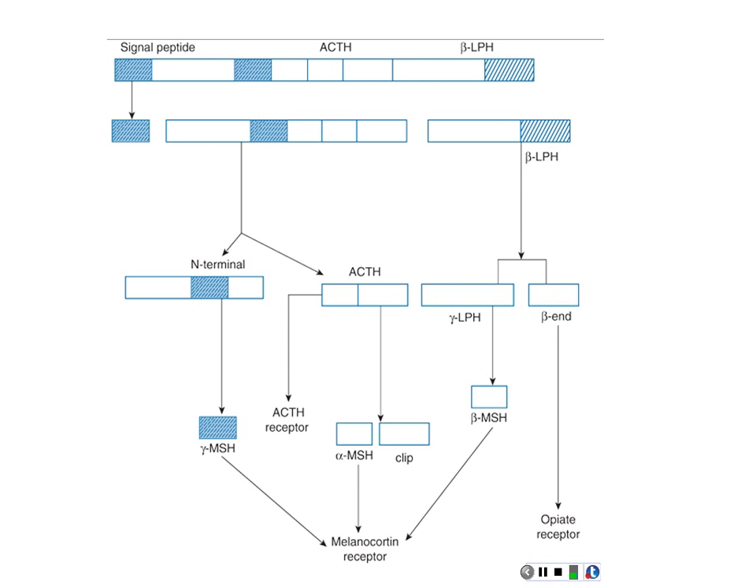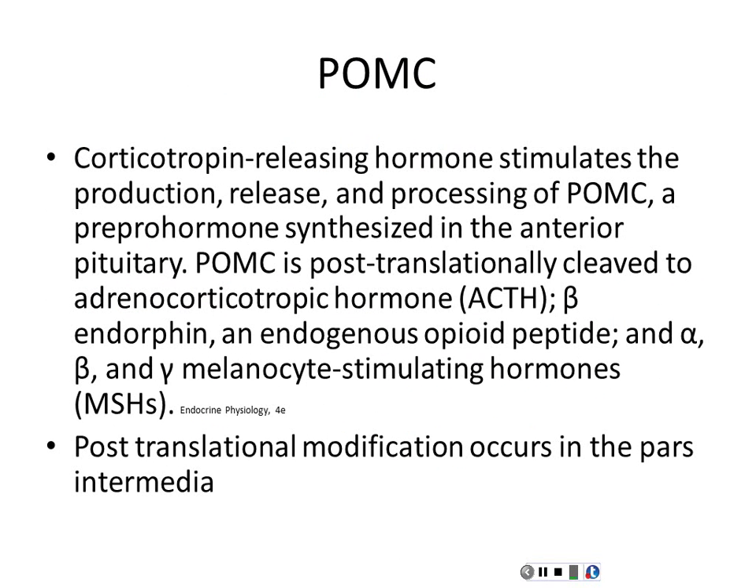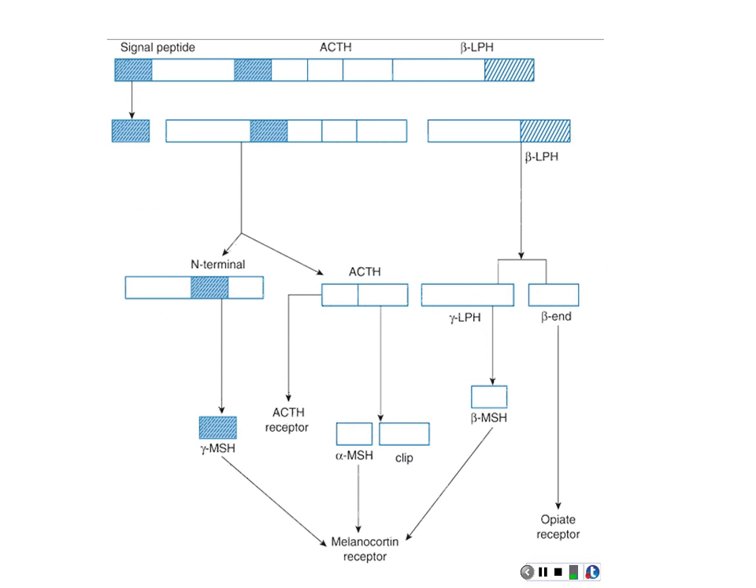So here's a cartoon which states what I was saying a little bit more clearly. Here's the pre-pro hormone, which is post-translationally cleaved. You can see over here at the N-terminus you get the gamma melanocyte-stimulating hormone. In the middle you have ACTH production, and ACTH is also cleaved, producing alpha MSH and this little clip, which I don't know what it does. Then there's the beta endorphin that's being formed as well. So this pre-pro hormone produces ACTH, melanocyte-stimulating hormone, as well as beta endorphin, the three different pathways. And ACTH itself could also be cleaved, potentially producing more melanocyte-stimulating hormone. So there are two sources from the same pre-pro hormone that can ultimately produce melanocyte-stimulating hormone.